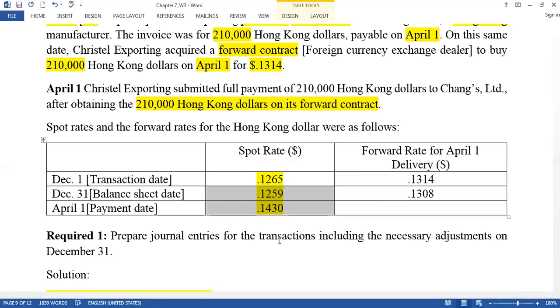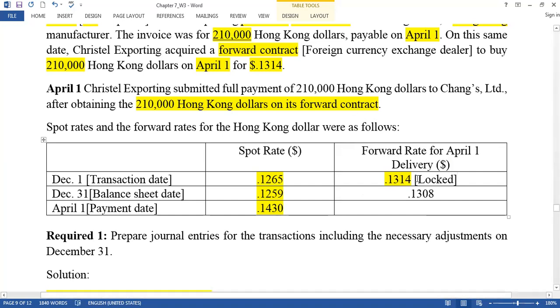Your balance sheet date rate was 0.1259, but the payment date rate is 0.1430. You have a favorable or unfavorable rate because you have to pay this money. Unfavorable, right? But the third party said that don't worry, because when the payment date came, this is the contract, and you locked here.